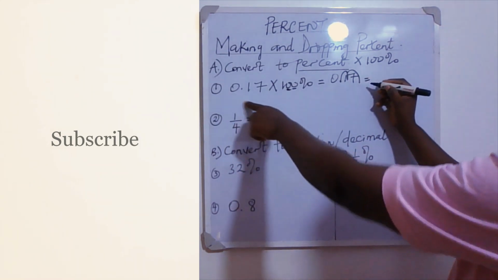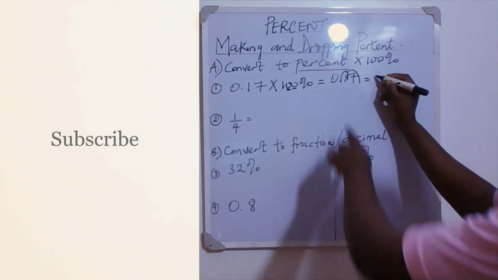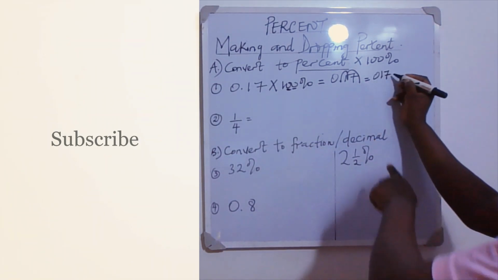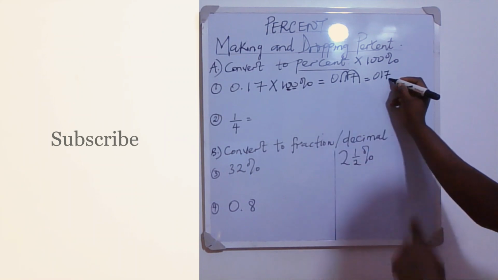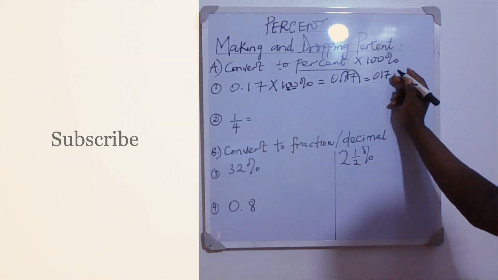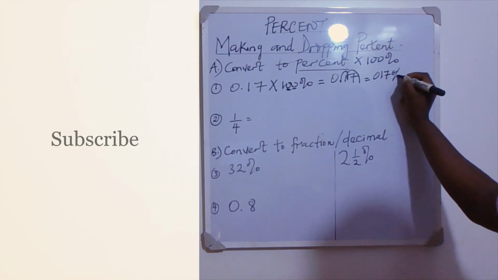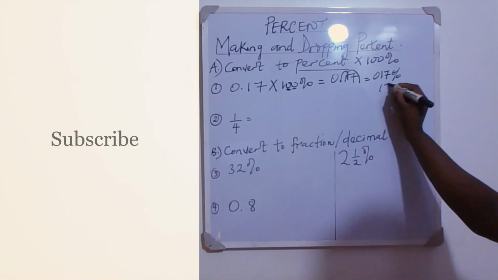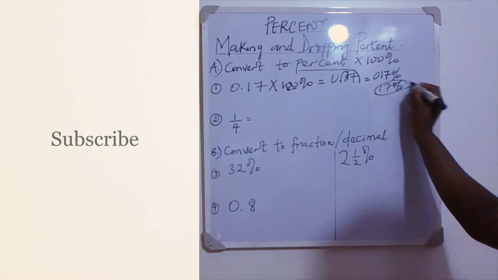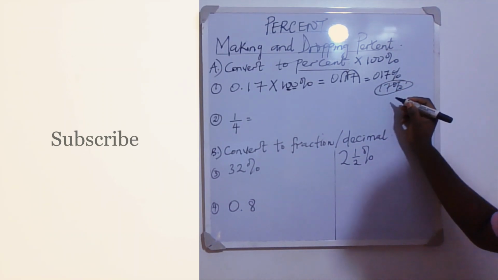So converting this to percent, we have 0.17. Remember the decimal point stops outside, so you might not necessarily put the decimal point because it's outside already. So we leave our answer as 17%. You can write it as 17%. And that answers the question.